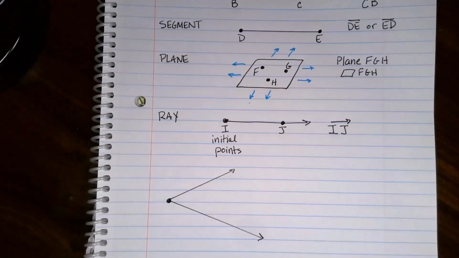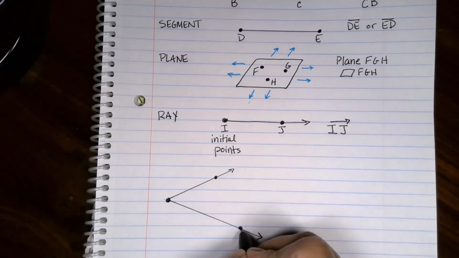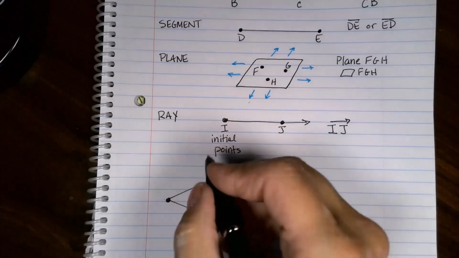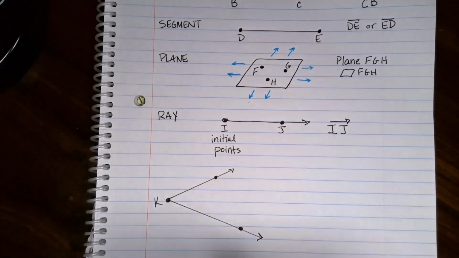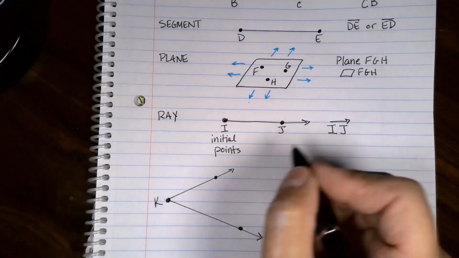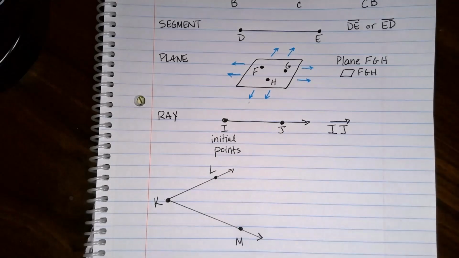Okay, 2 rays that have the same initial point will look like this. And again, rays have to have another point that distinguishes them from one another. So what do we have here? This one will be my starting initial point. This one, H, I, J, K, L, and M. And then what we have here is an angle.